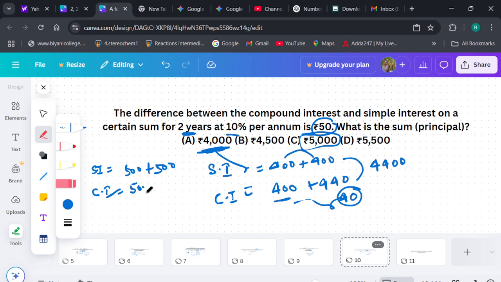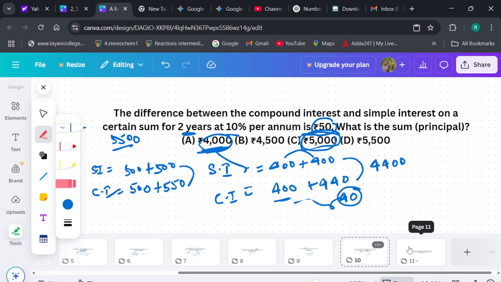Okay, it is 500. Now the principal becomes 5,500 because interest is also added. Now it will become 550 interest. And what is the difference between these two? 50 rupees. So the moment I did this, I understood that it is 5,000 definitely. So from that you can understand it.